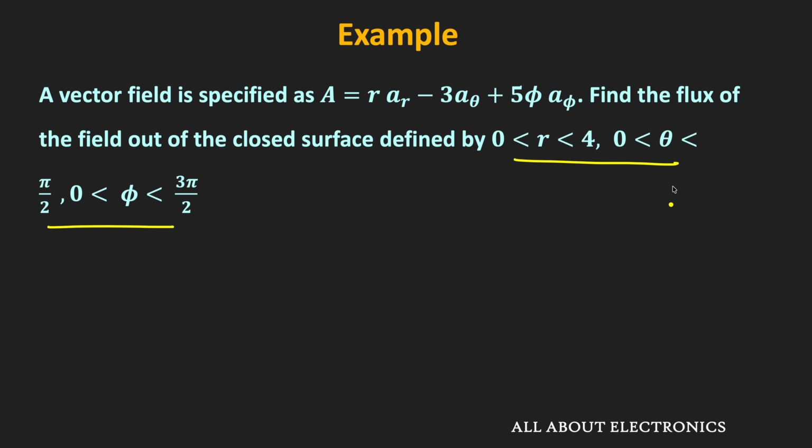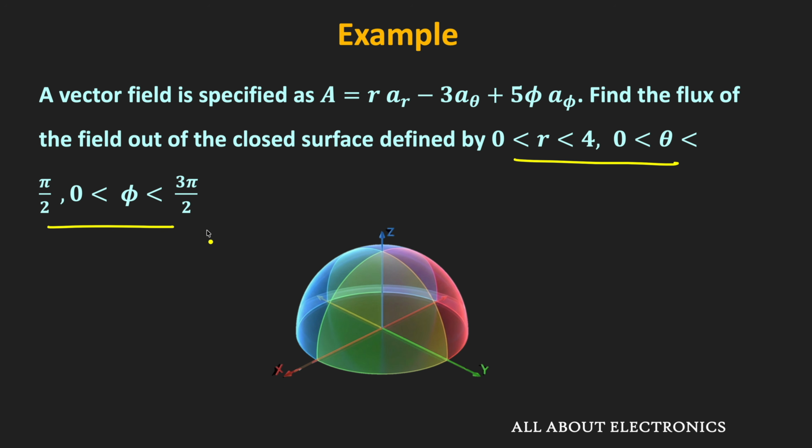But here the theta is varying from 0 to pi by 2, which indicates the semisphere. If phi varied over the entire 0 to 2 pi, we would get the entire semisphere. But here phi is varying from 0 to 3 pi by 2. That means the given surface consists of only 3/4 of the semisphere, and this portion will not be part of the surface. From the 2D perspective, it will consist of only 3/4 and will not consist of this last quarter.